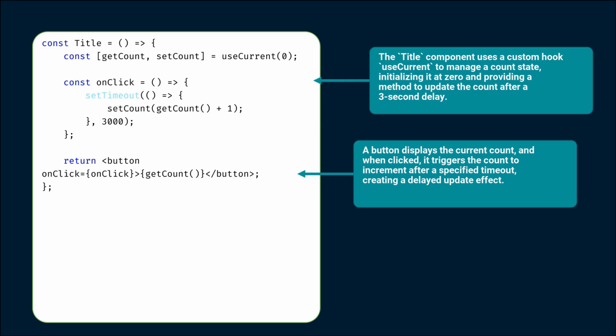What's particularly beneficial here is the use of getCount, which returns the latest count even after the timeout delay, ensuring we avoid the state lag issue inherent in conventional useState management. Finally, the current count is displayed on the button itself using the getCount function. This seamless integration of the useCurrent hook not only enhances the user experience by providing immediate feedback, but also exemplifies the efficiency of handling state updates without unnecessary re-renders.